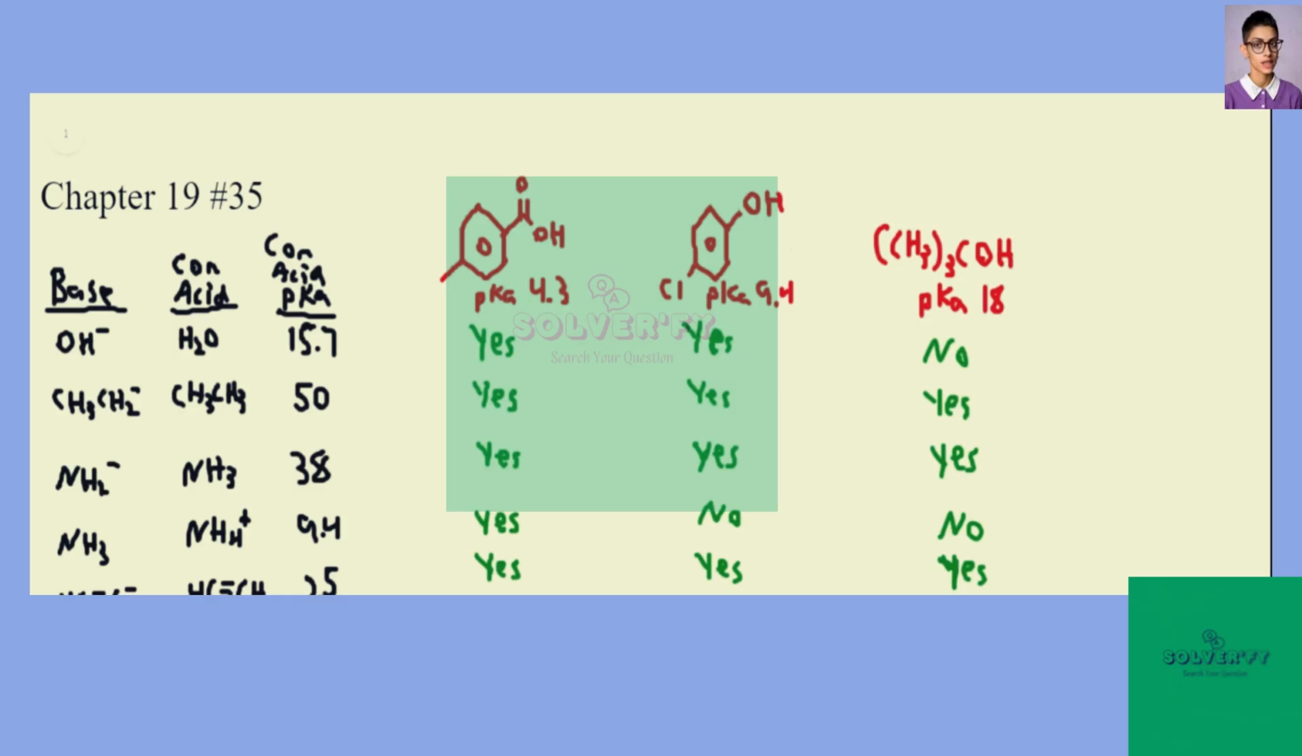We need to look at the bases. We need to consider their conjugate acids, and then find the pKa of each of the conjugate acids in the table in Appendix A, and then compare the conjugate acids' pKas to the pKas of the molecules that they are trying to deprotonate. And if the conjugate acid has a higher pKa than the molecule to be deprotonated, then that deprotonation will occur. And that's the answer to Chapter 19, problem number 34.